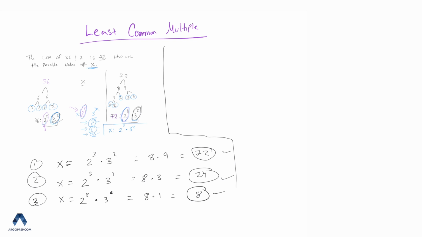Now we can go ahead and work completely backwards and say, hey, it's saying that the least common multiple of 36 and x. We can just take any one of these numbers. Let's just say 72 over here. So let's say 36 and 72. I know my answer should be 72. Let's go ahead and double check.